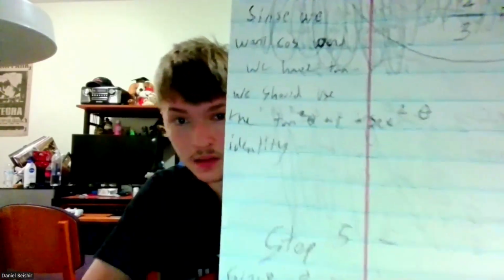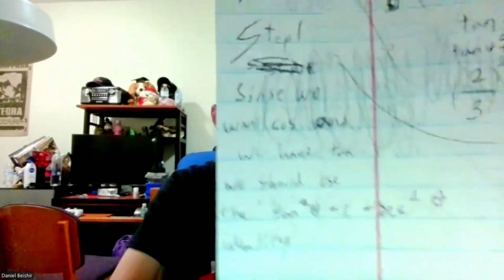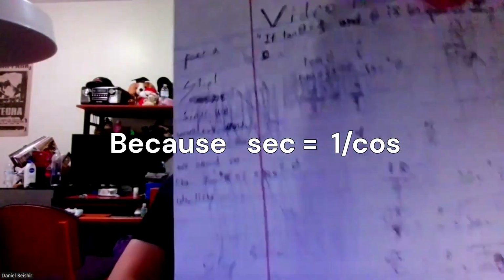This next problem is a statement. It says if tan of the angle equals 2 over 3 and the angle is in quadrant 3, find cos of the angle. The first step, since we want cos, we use the identity tan squared angle plus 1 equals sec squared angle, because sec. So first step is to evaluate 2 over 3 squared plus 1.